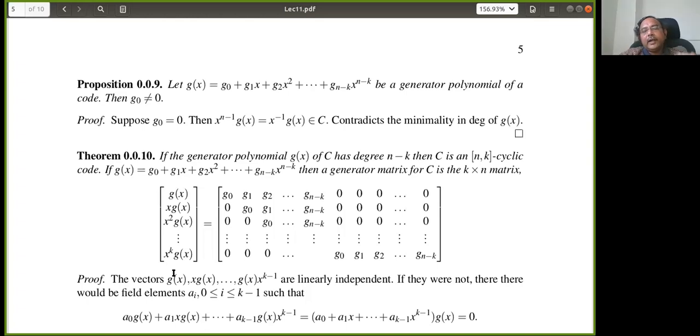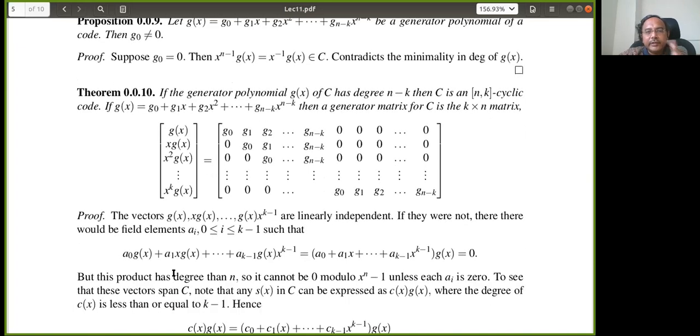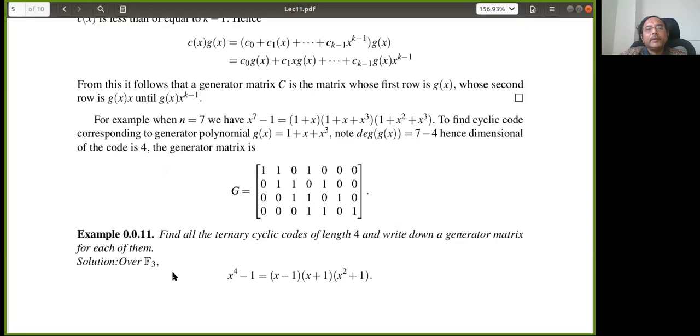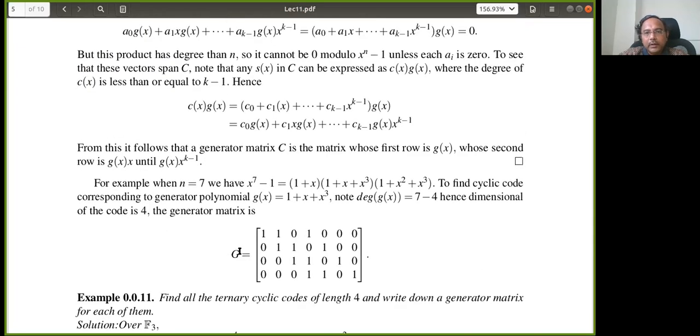Okay, so this is a generator matrix. But still you may have some doubts, so let me explain with some examples. For example, n equal to 7, we already did x power 7 minus 1. It is 1 plus x plus x cube, 1 plus x square plus x cube. So I took my generator polynomial as 1 plus x cube. So can somebody help me, how does the generator matrix look?